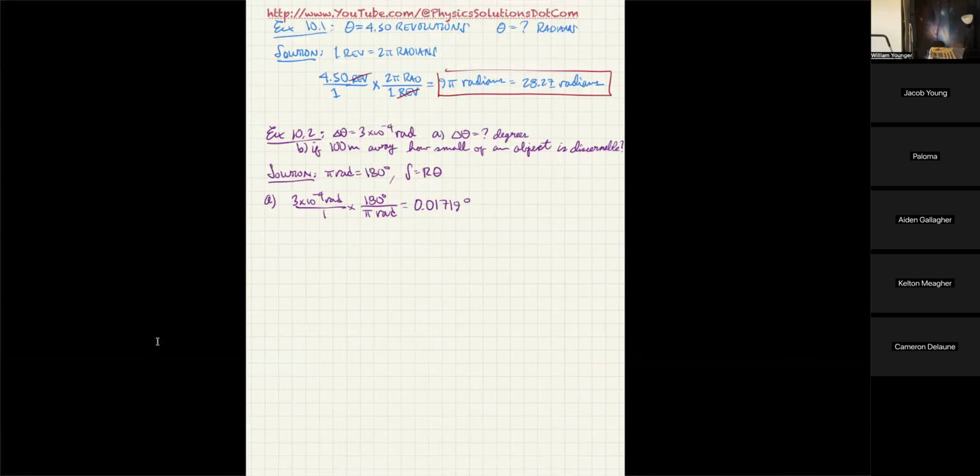Now, we only had one sig fig, so technically the 7, the 1, and the 9 are not sig figs, but that gives us roughly what delta theta is in degrees.